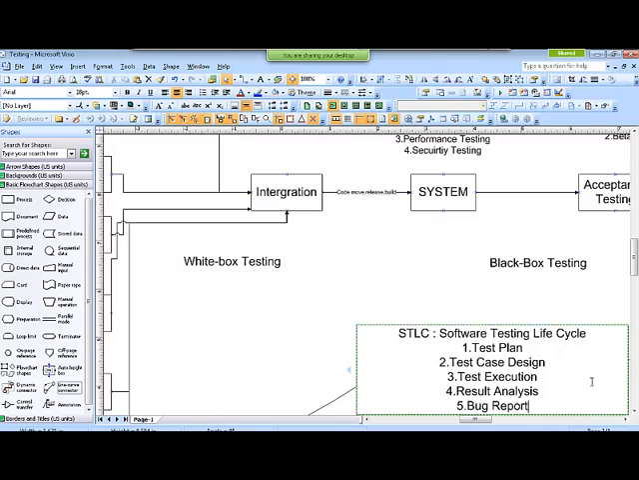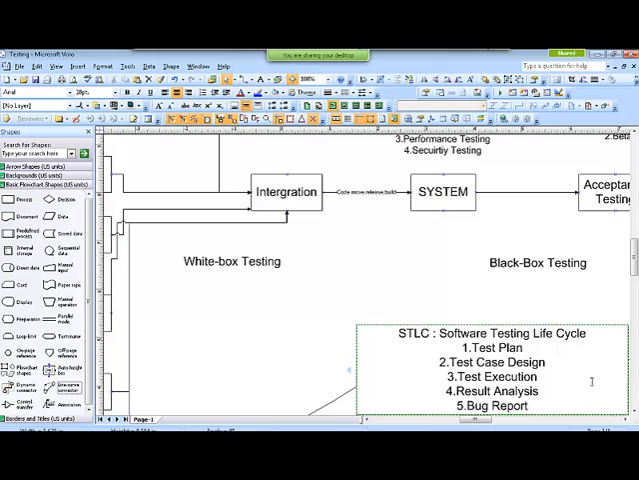Test plan, test case design, you're going to execute the test cases. Once you're done with the test case execution, then you'll go with the result analysis, pass, fail. So why you got a pass, why you got a fail, and if it is a fail, what is the priority and what is the severity, so what type of error it is. That kind of analysis you have to conduct. That is going to be result analysis.